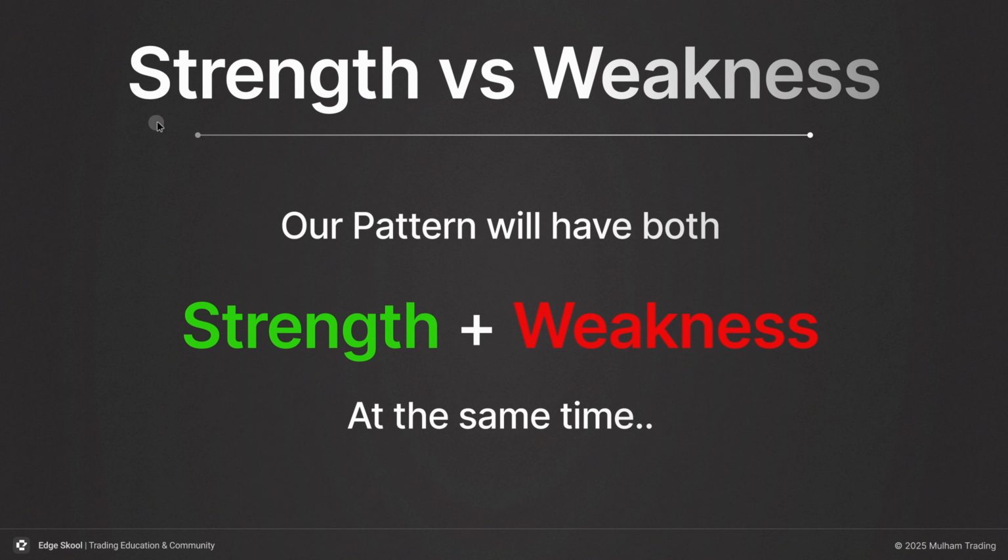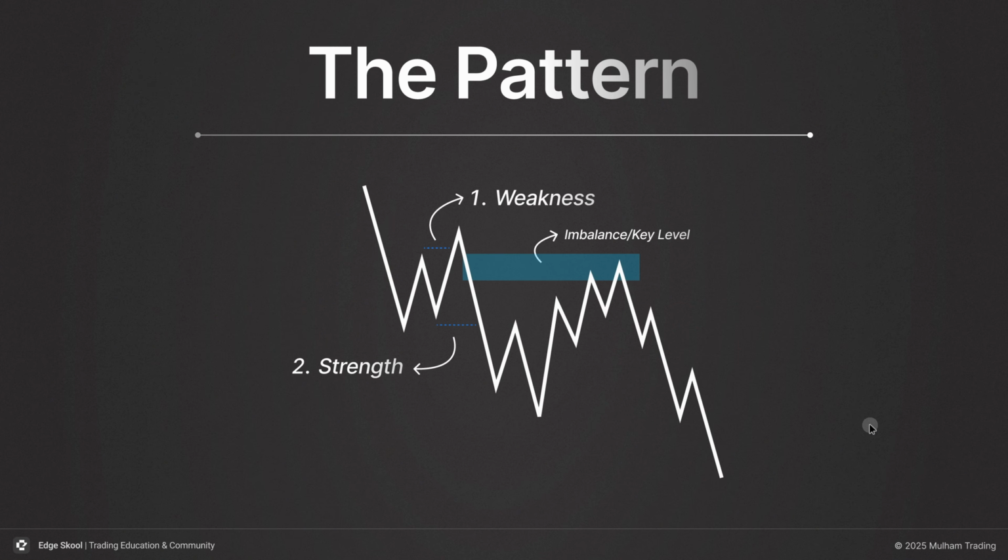Now, in the previous videos, we only focused on weakness because that's the main core of the strategy. However, in today's video, we're going to be looking at our pattern, which will have both strength and weakness at the same time. We want to have strength on our side and weakness also on our side. We want to align both of these on the same side, and you'll understand this in the next slides. So our pattern is going to be this. We're going to be looking for this specific pattern as our first step.